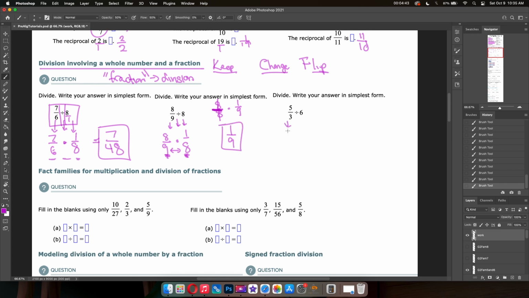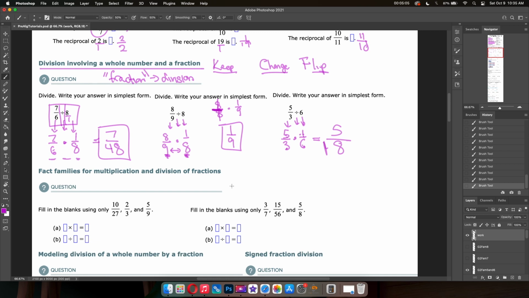Now we get to look over here. We're going to keep and then change and then flip. 5 and 6, no. 1 and 3, no. Okay, so there's no bait and switch here, so we're just going to multiply across. 5 times 1 equals 5. 3 times 6 equals 18. And that's going to be our final answer.